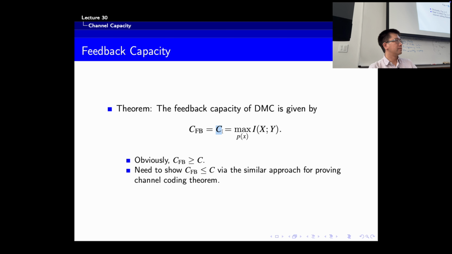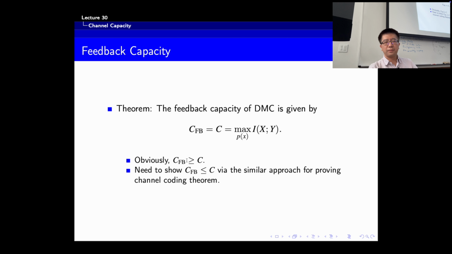Yes? For the first inequality, the feedback capacity being greater than or equal to the normal channel capacity, is that just true because we should be getting less error if we have feedback?